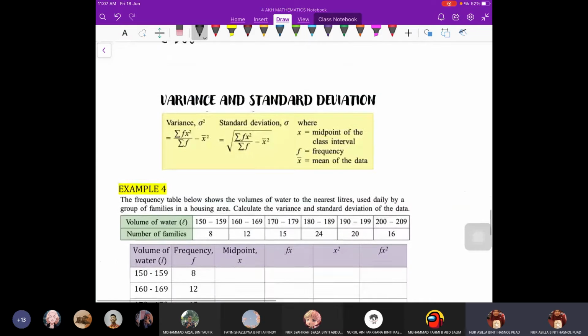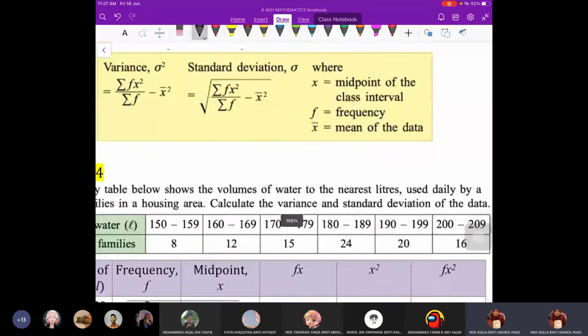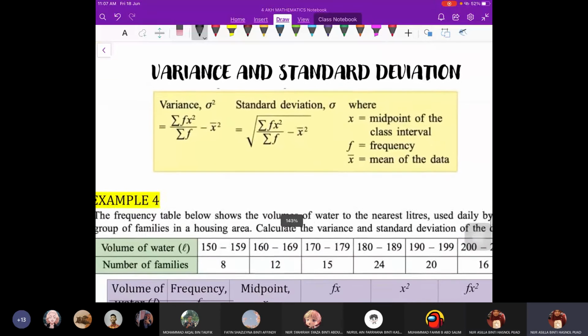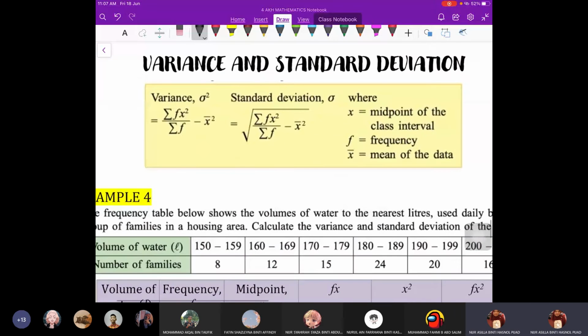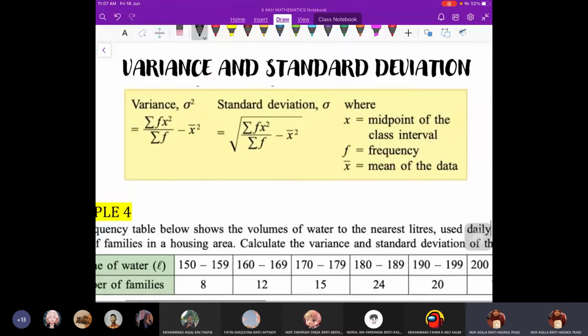Alright, so the last part is about variance and standard deviation. Okay, so this is the formula. You can get it from the textbook. Cuma kita nak faham penggunaan formula. Okay, so we have variance. Once again, the symbol is the same as in Form 4. And then kita ada standard deviation.